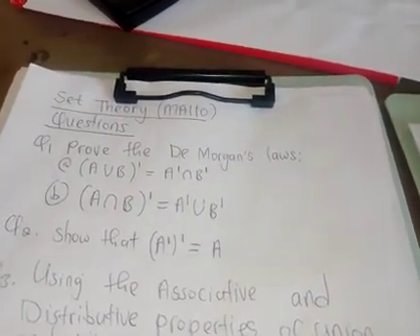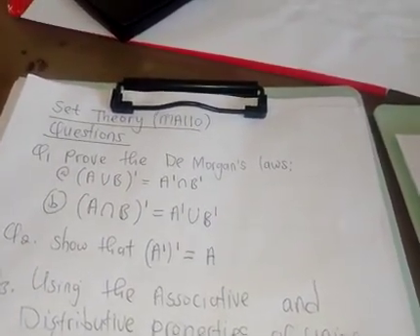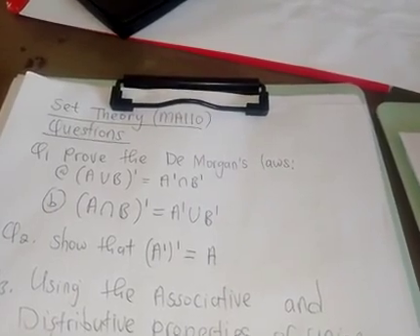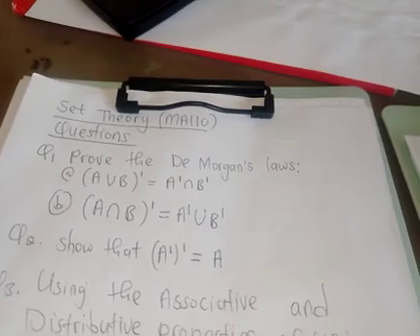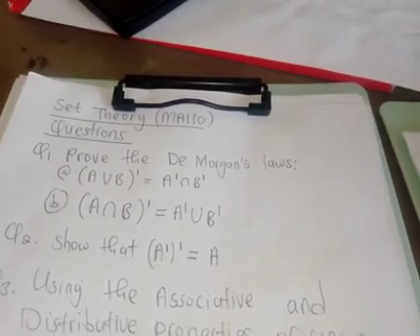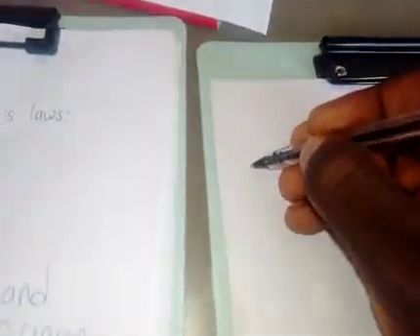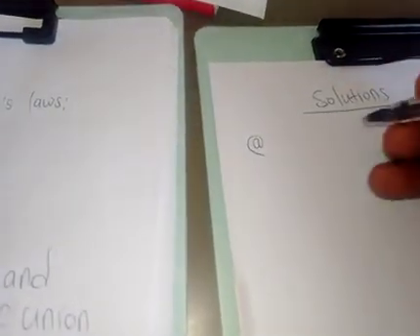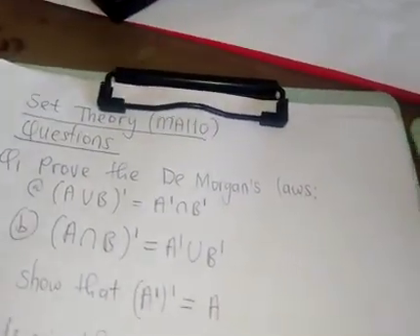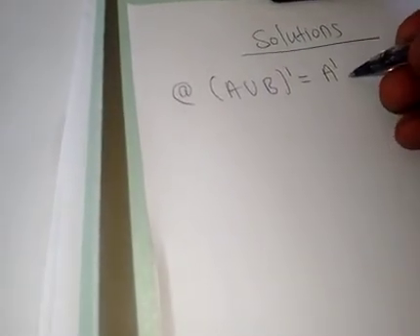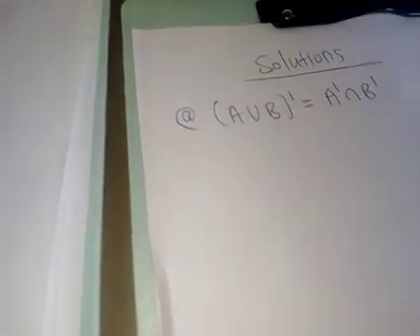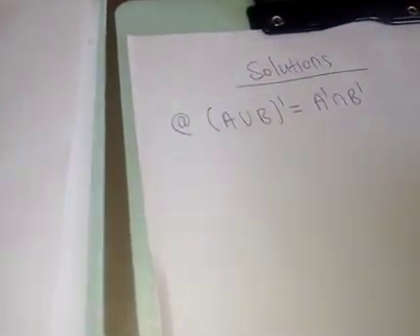Question 1: prove De Morgan's laws. A union B complement equals A complement intersect B complement. That's the first one we prove. So in the solution, we have (A union B) complement, and we should show that this equals A complement intersect B complement.